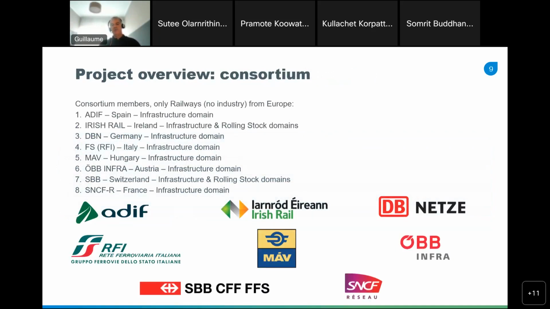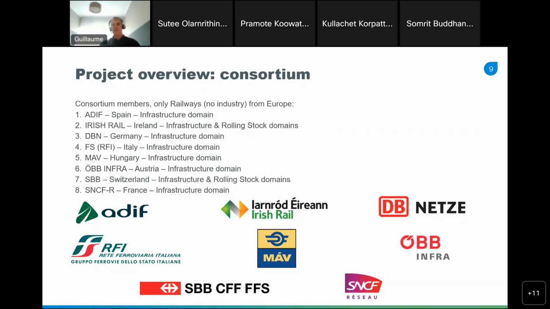It's made only of railways. There is no industry, no vendors in this consortium. It's only for our members, mostly from Europe. You can see ADIF, which is the Spanish infrastructure manager, and Irish Rail from Ireland, which is infrastructure, but we also have the rolling stock department, which is also an important part of predictive maintenance. We have Deutsche Bahn from Germany as an infrastructure manager. We have FS, part of RFI, which is the Italian infrastructure manager.